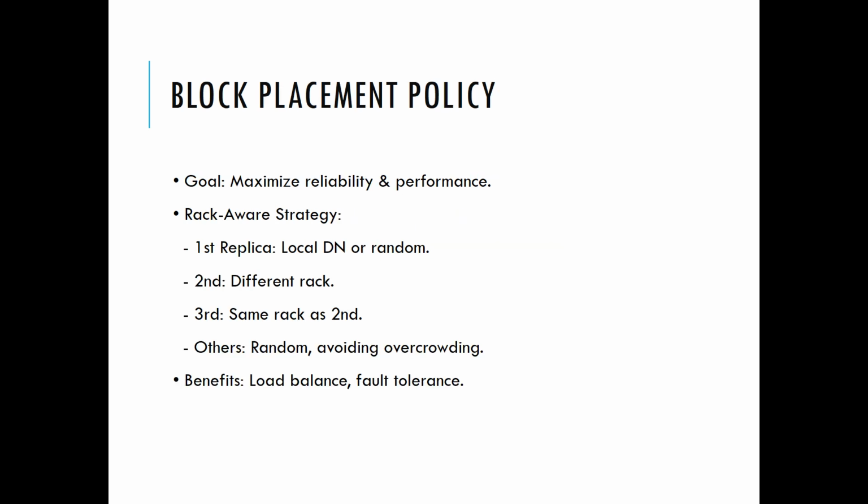HDFS employs a rack-aware block placement policy to maximize both reliability and performance. Here's how it works. The first replica is placed on the local DataNode if the client is running on a DataNode, or otherwise on a random node. The second replica is placed on a different rack to provide rack-level fault tolerance. The third replica goes in the same rack as the second, but on a different node to ensure inter-rack redundancy without additional cross-rack traffic. Any additional replicas are placed randomly across the cluster, avoiding nodes that are too busy.